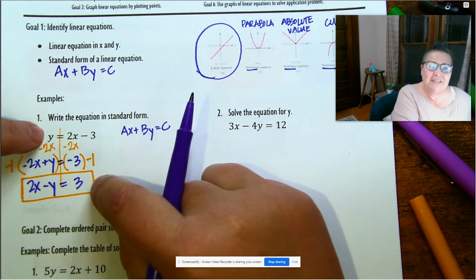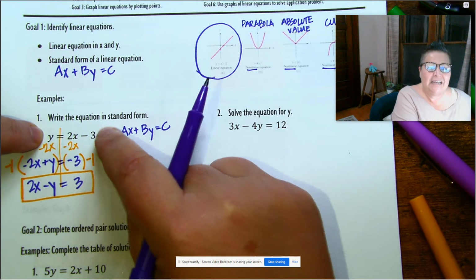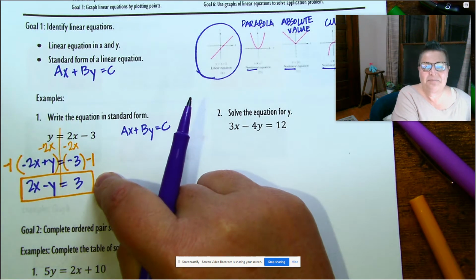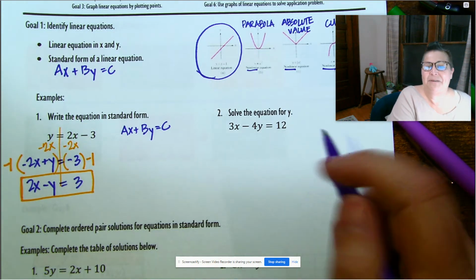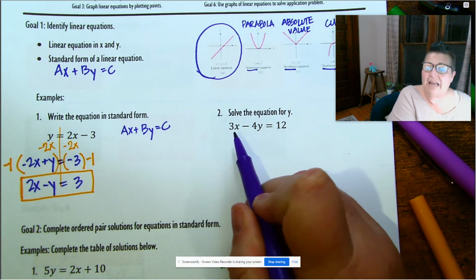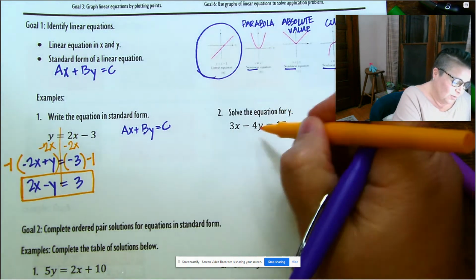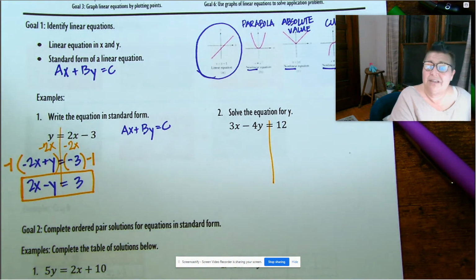So why do we have these 2 forms? Because they give us different pieces of information, right? Same answer, different formats. Okay. That means that we can take something that is in standard form, 3x minus 4y is equal to 12, and we can also rearrange it so it's in sort of the nickname form, which is y is equal to.